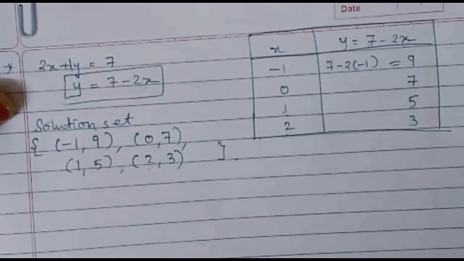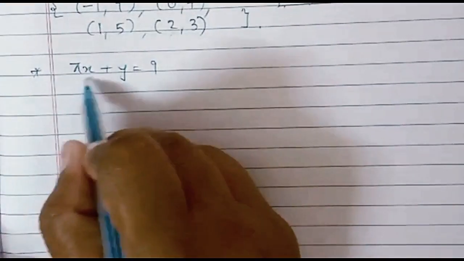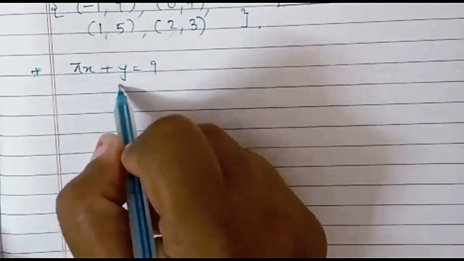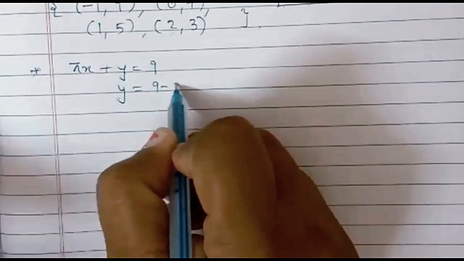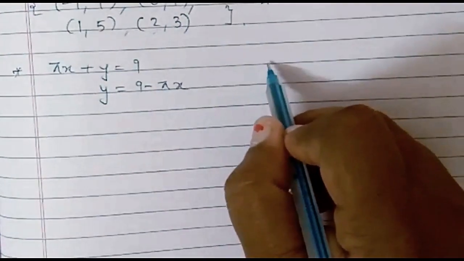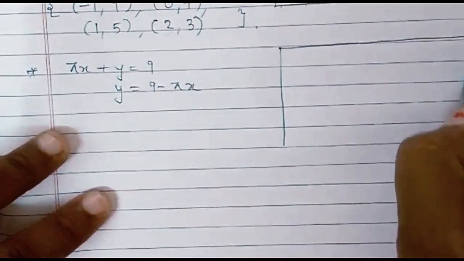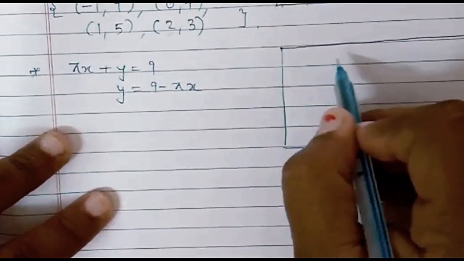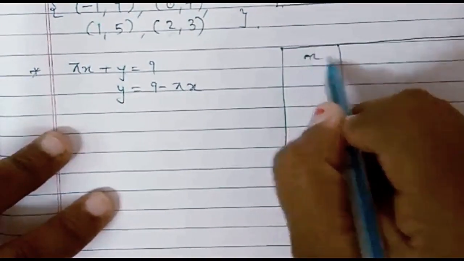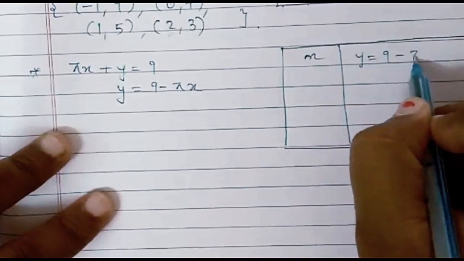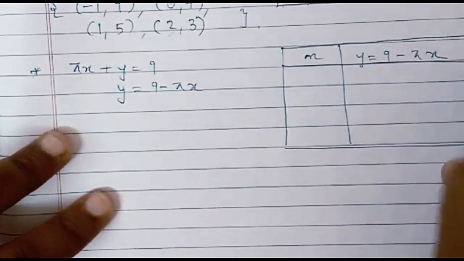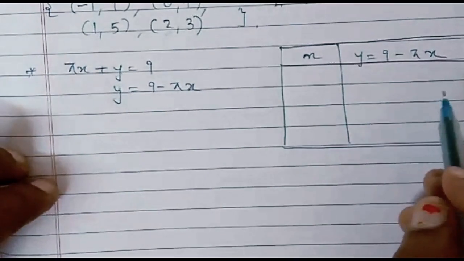Let's see the next one. Pi x plus y is equal to 9. So again y will be equal to 9 minus pi x. Again we will be drawing a table with 2 columns. It is up to you how you take the values. x, y is equal to 9 minus pi x. Keep pi as pi only. Don't keep 22/7 or 3.14.